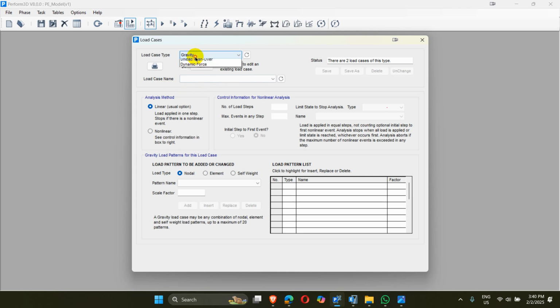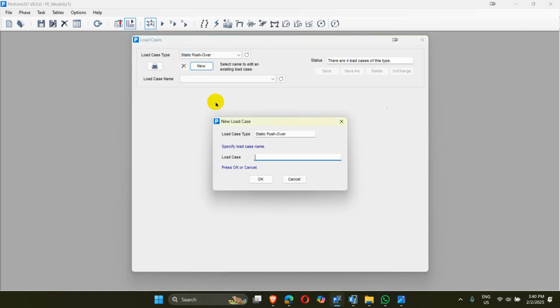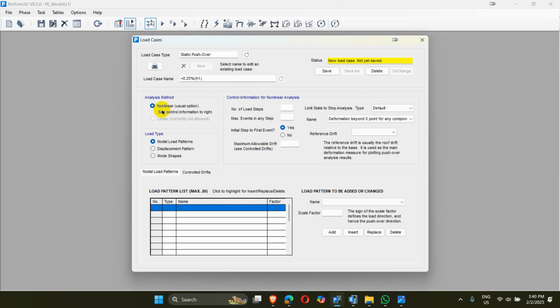So in the previous video, we have already discussed how to set up the gravity load cases in Perform 3D. So today we are going to set up the static pushover load cases. For this, select static pushover load case. For example, give the name, suppose 0.25% H1 direction. Let me click OK. Then we see the dialog box.